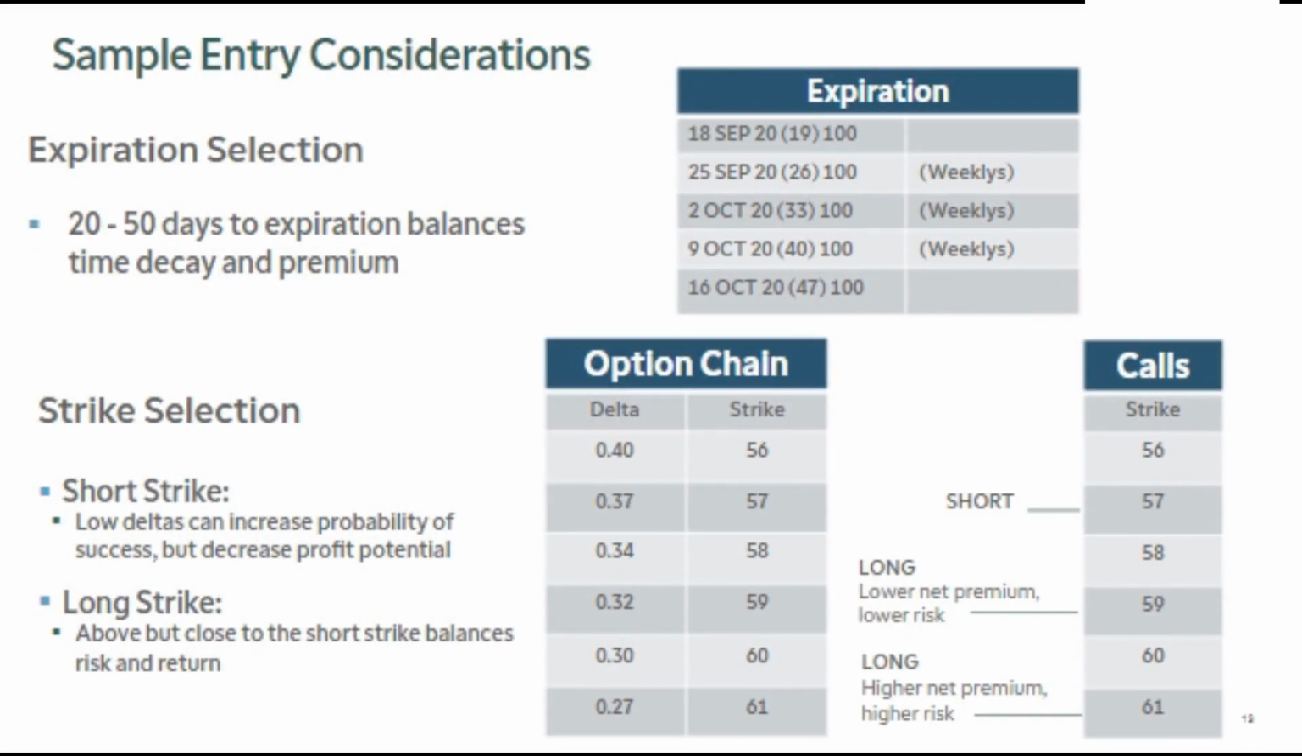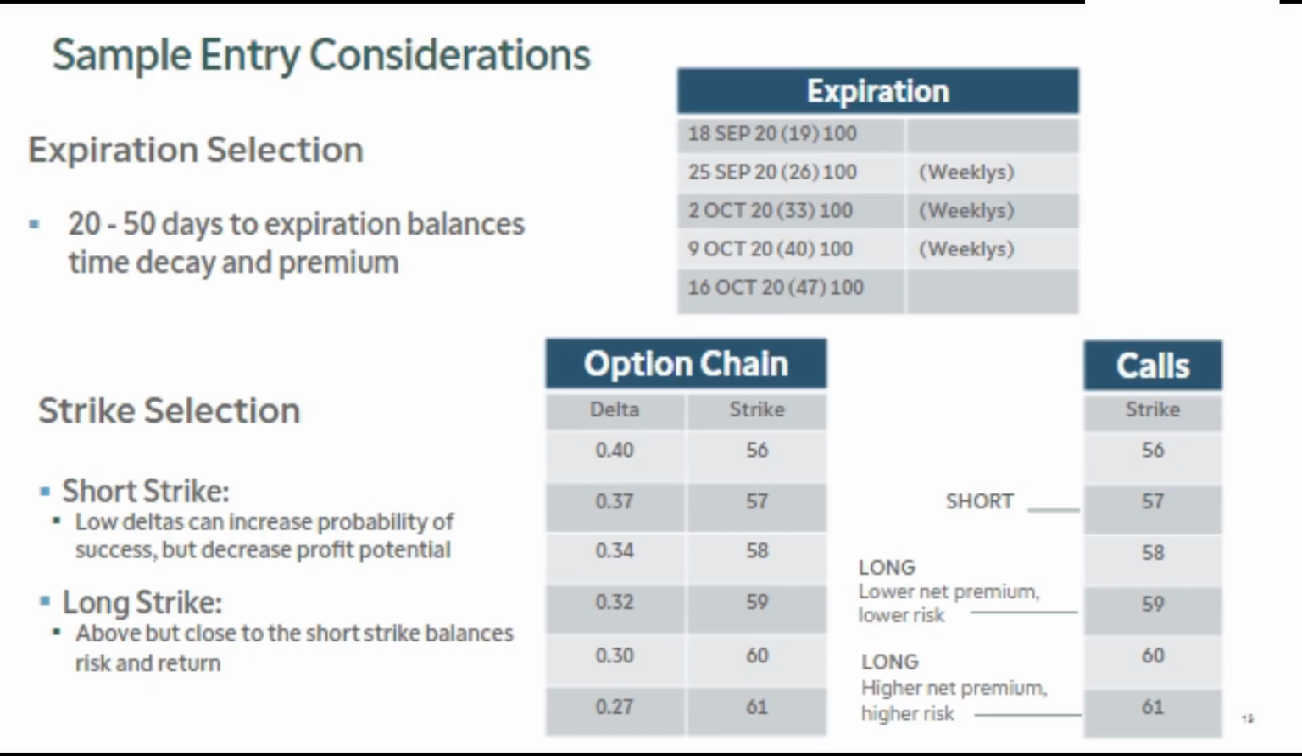Our strike selection. All right, here's the thing. For a short strike, the low deltas can increase probability of success, but they decrease profit potential. So look at our option chain here on this slide. We have delta from 40 down to 27. Obviously, the further away from the stock price we go, the higher the strike, the closer to 61, the less delta there is, which is good for us because that's a less probability that it's going to be in the money. So that increases our probability of success, but decreases our profit potential.